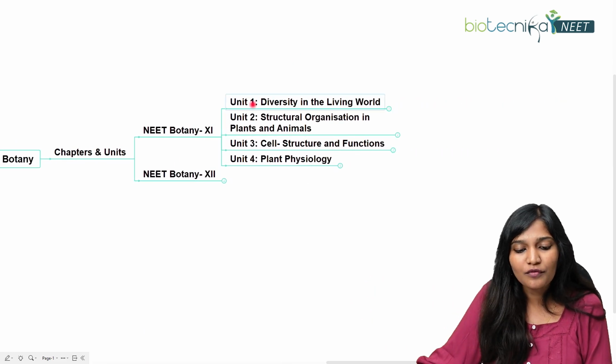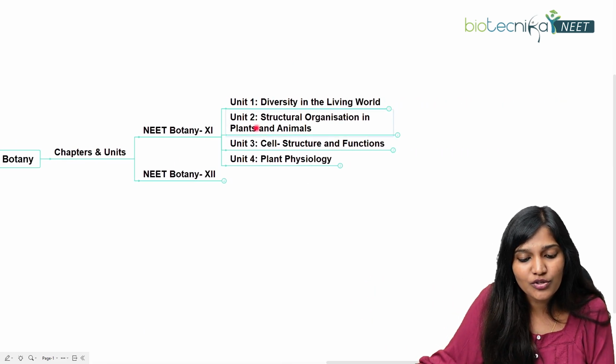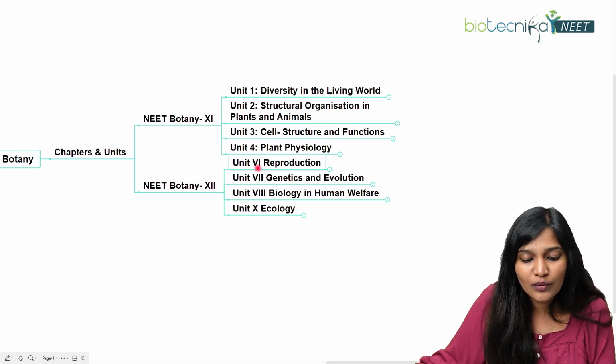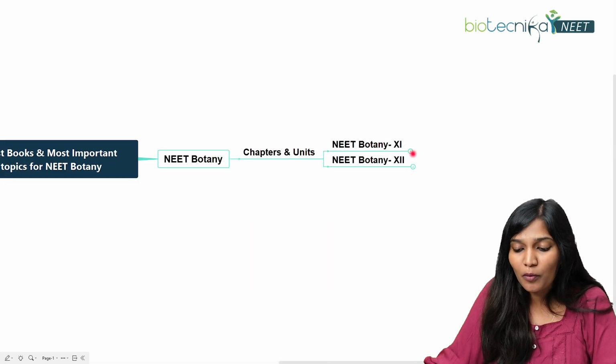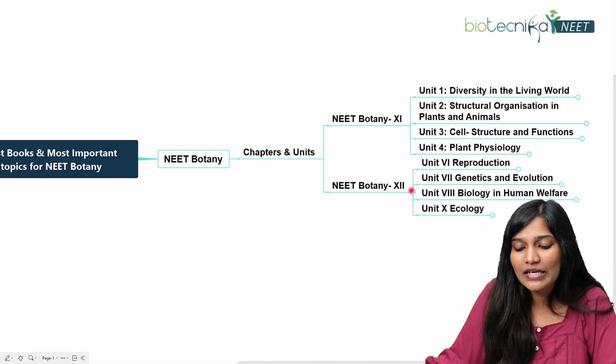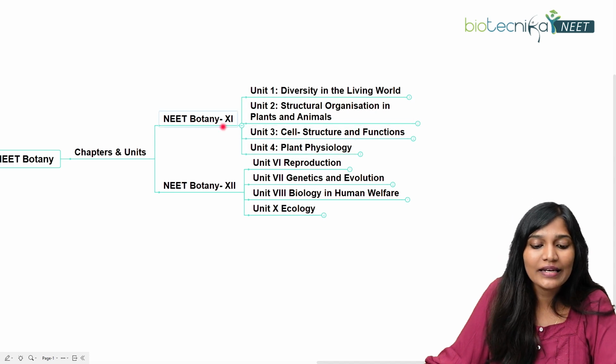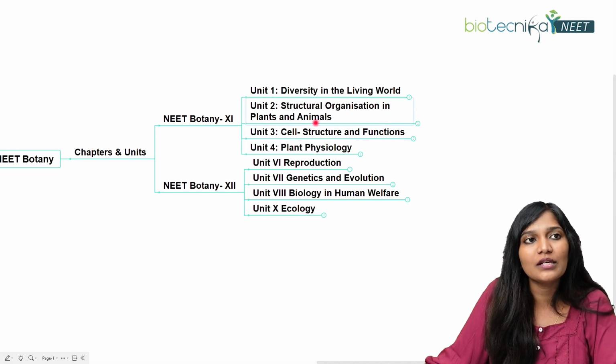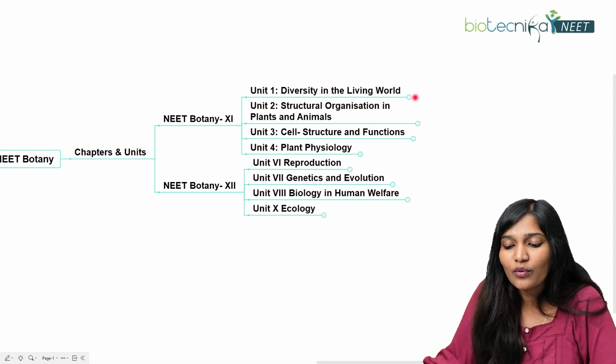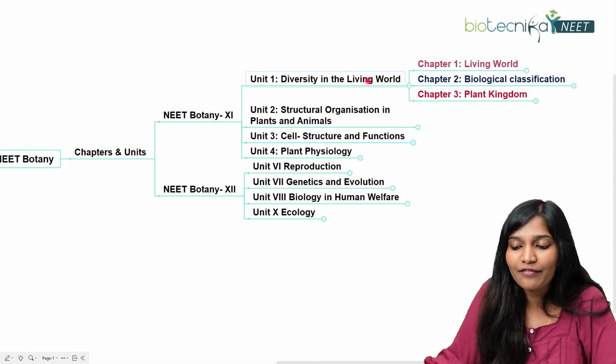We will start off with Unit 1, Unit 2, Unit 3, Unit 4. And then we will go for Unit 6, Unit 7, Unit 8, Unit 10. So first let's start off with NEET Botany 11th, and next is NEET Botany 12th. In 11th, Unit 1, Unit 2, Unit 3 and Unit 4 are going to be some of the things for botany. So in Unit 1 you can see diversity in the living world.